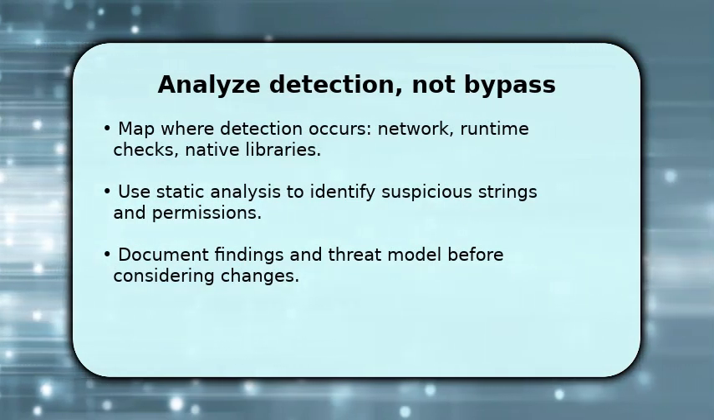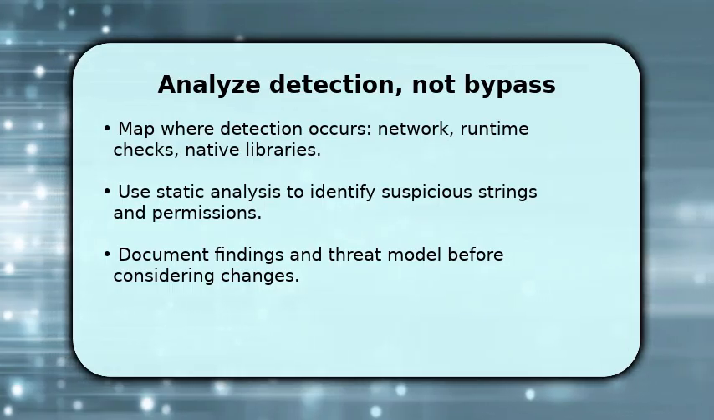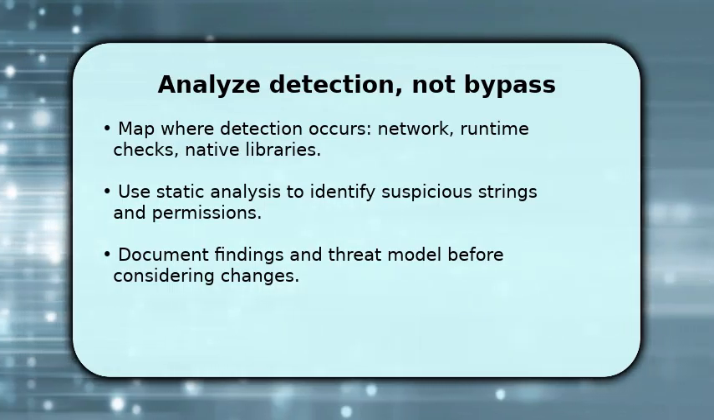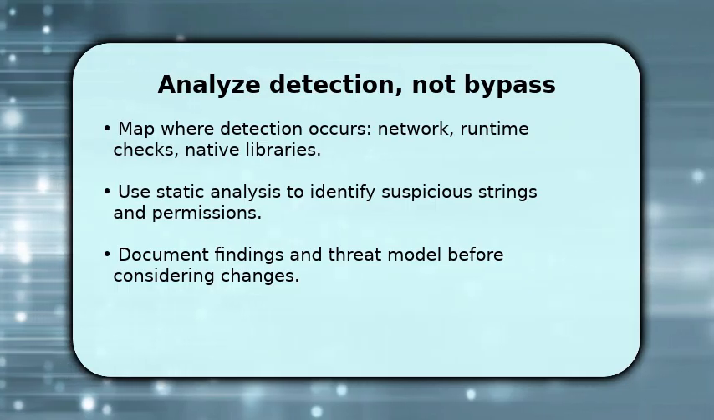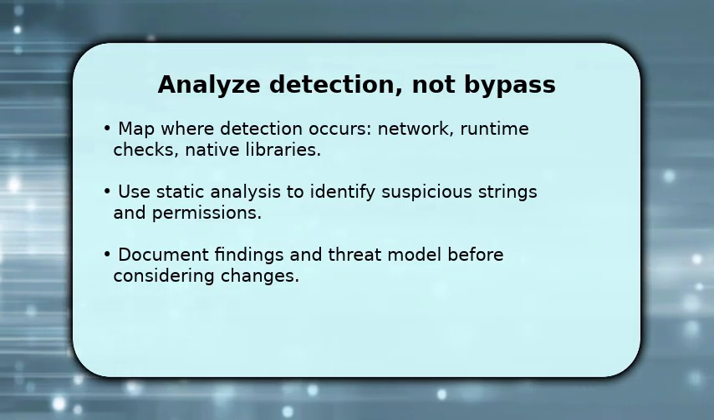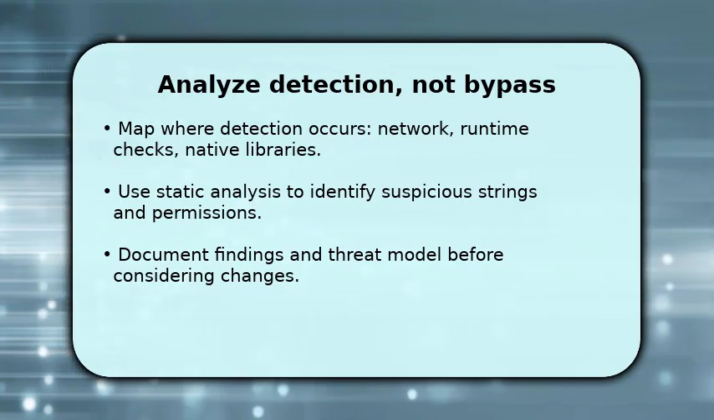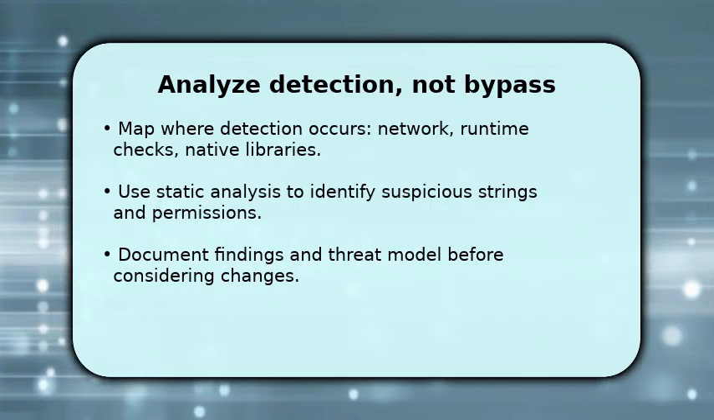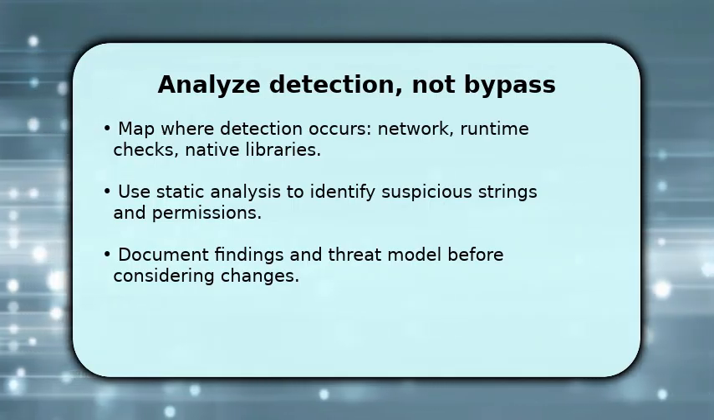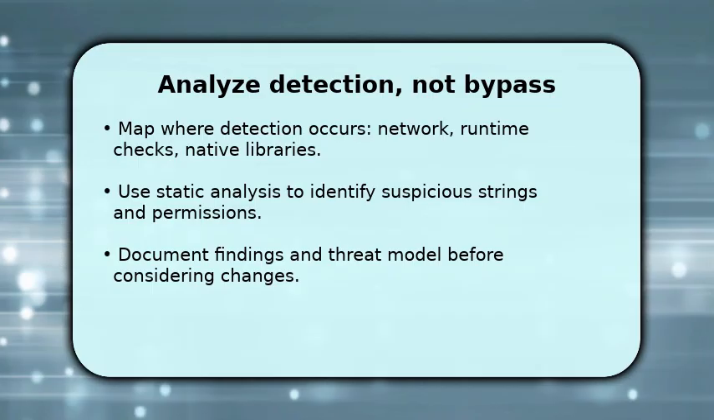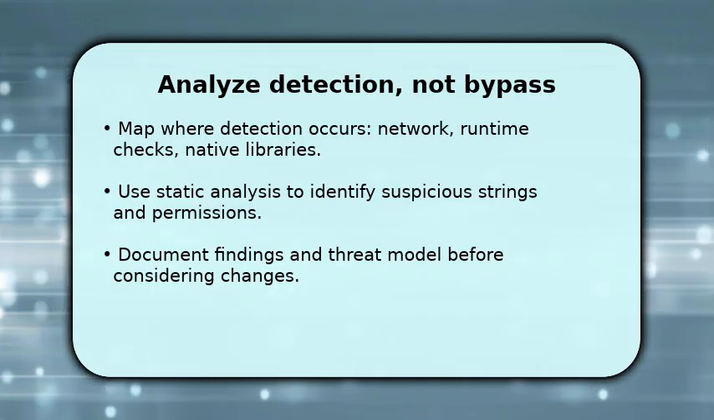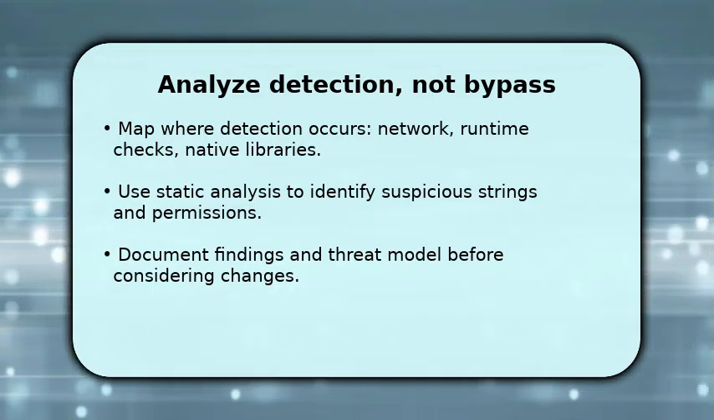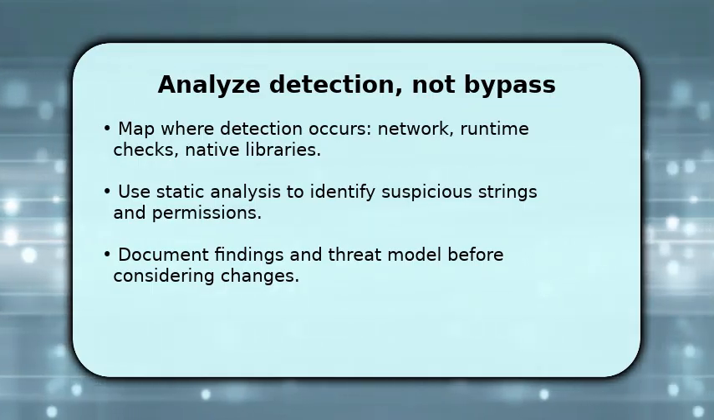Map where the app detects VPNs, network stacks, runtime flags, or native libraries, so you understand the mechanism. Use static analysis to identify suspicious strings, permissions, or certificate pinning. Make notes and create a threat model. Make sure to record what you find. This informs legitimate remediation, reporting, or secure testing, and avoids giving anyone a recipe to evade protections unlawfully.